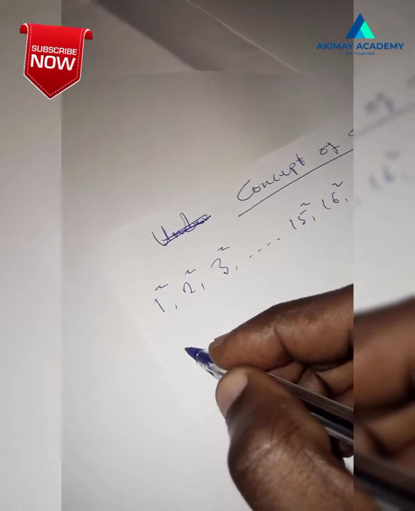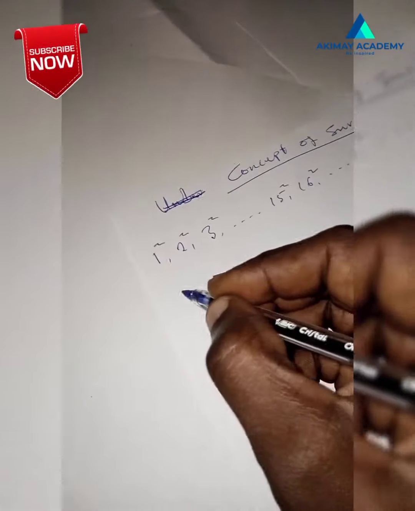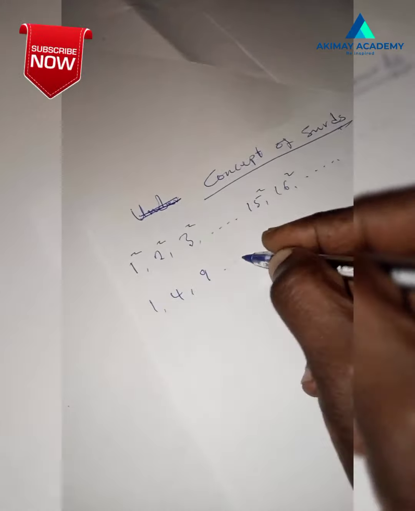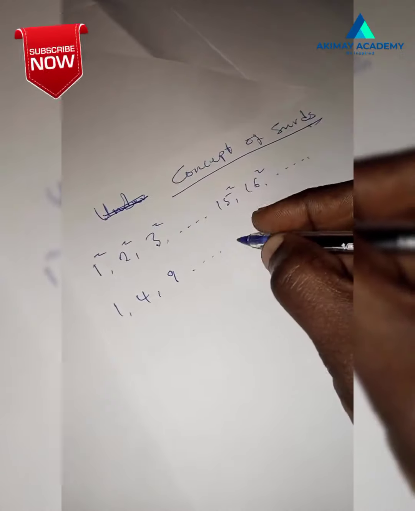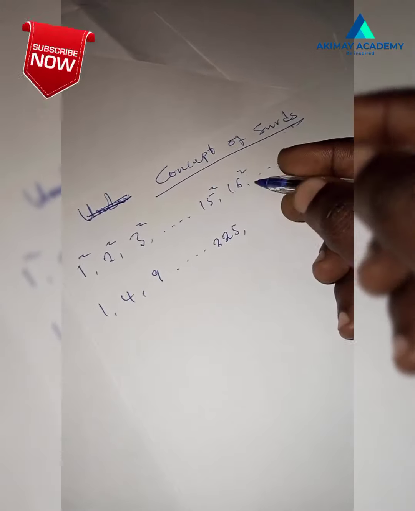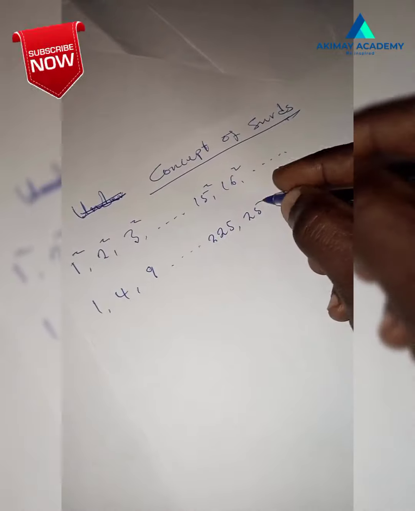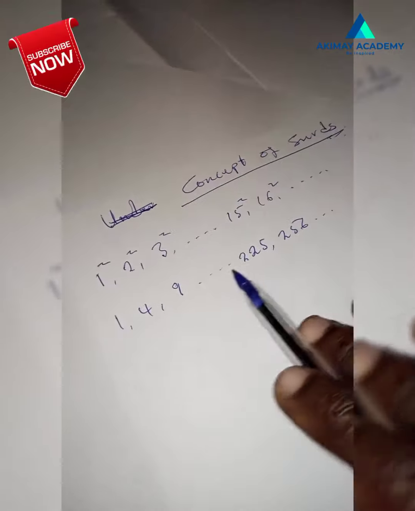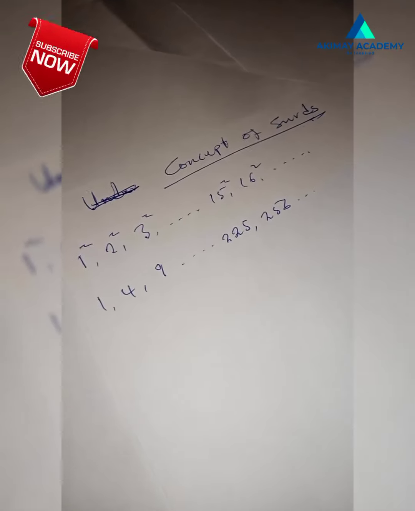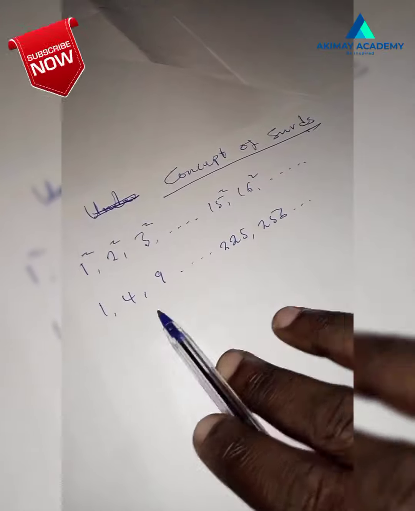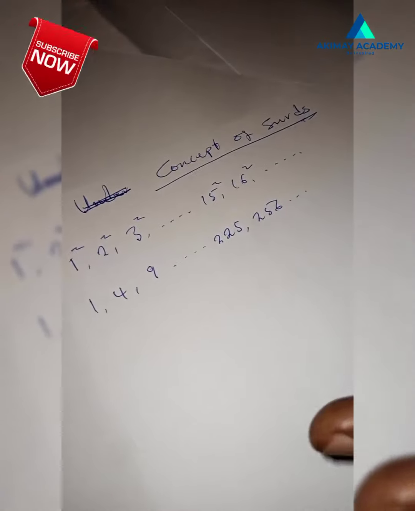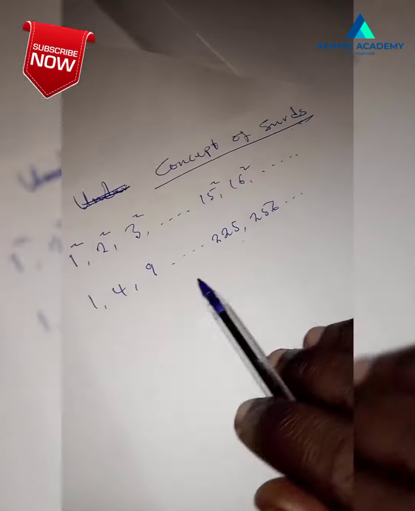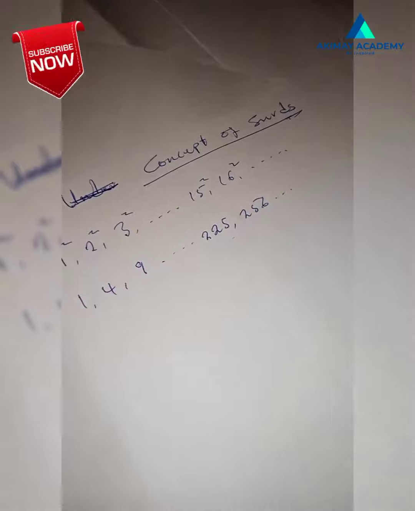We can find the rest. 15 squared is 225, and 16 squared is 256, and it goes on and on. These numbers are what we call perfect squares. They are perfect squares because when we put them under a radical sign, we can get a straight answer.